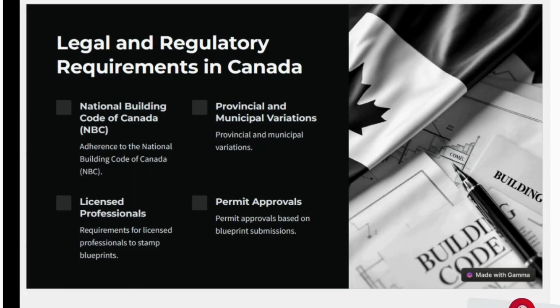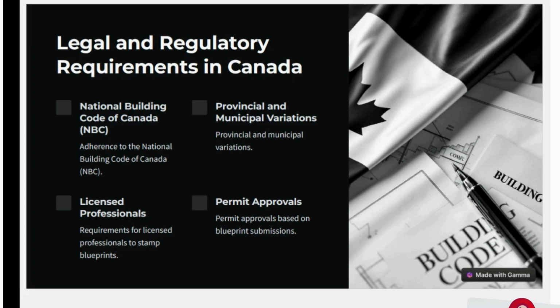Legal and regulatory requirements in Canada. The National Building Code of Canada, abbreviated as NBC, and of course this is implemented in the drawings, and you have to implement your blueprint drawings accordingly. Provincial and municipal variations, because Canada has provinces, not states, so provincial and municipal variations are actually followed in the blueprints.